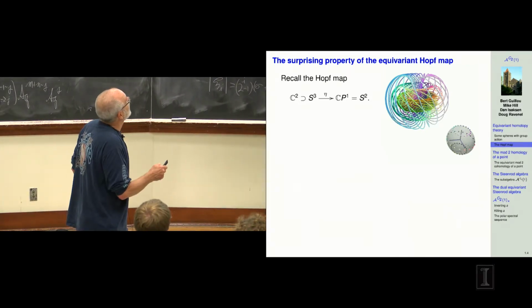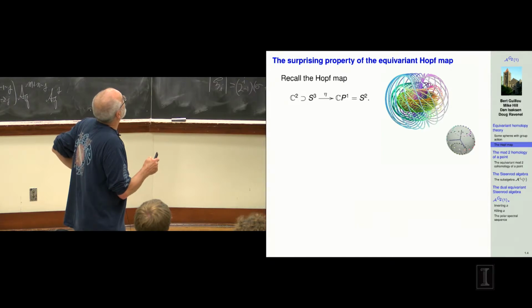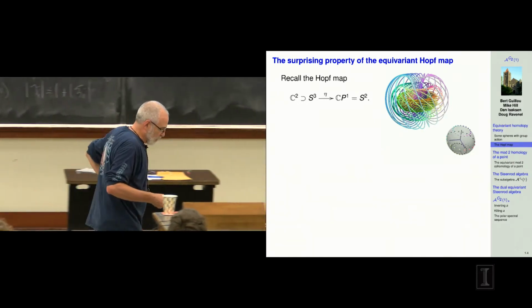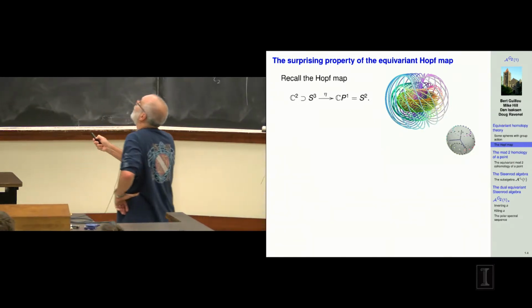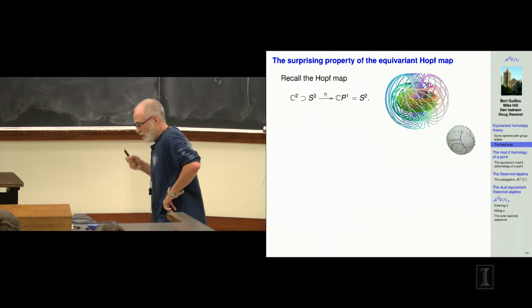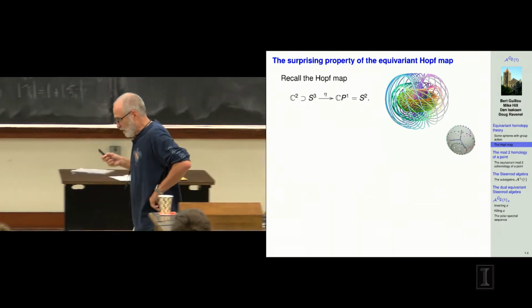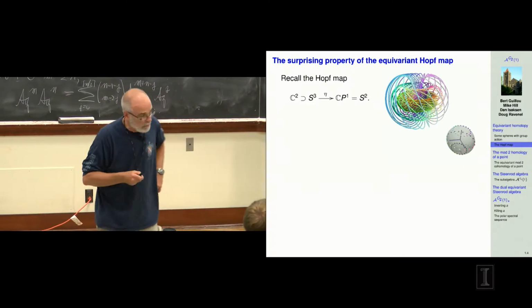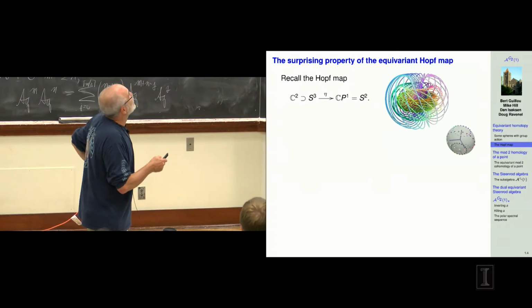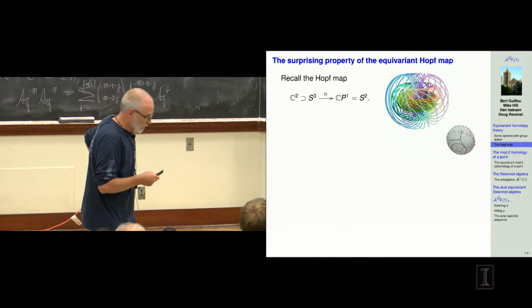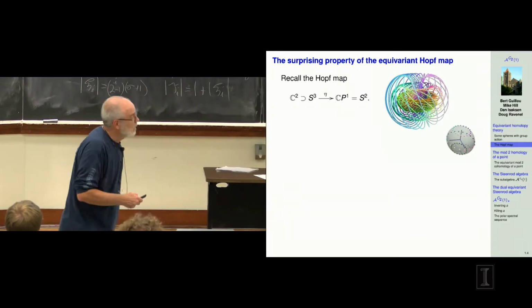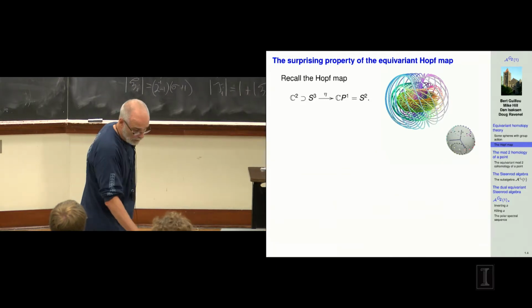Here's a shot from Niles's video. It is the map from S3 to CP1. You think of S3 as the unit sphere in complex two-dimensional vector space. A point on that sphere defines a complex line through the origin, and the space of complex lines through the origin is the projective line, which is homeomorphic to S2. So this is very familiar, I hope.